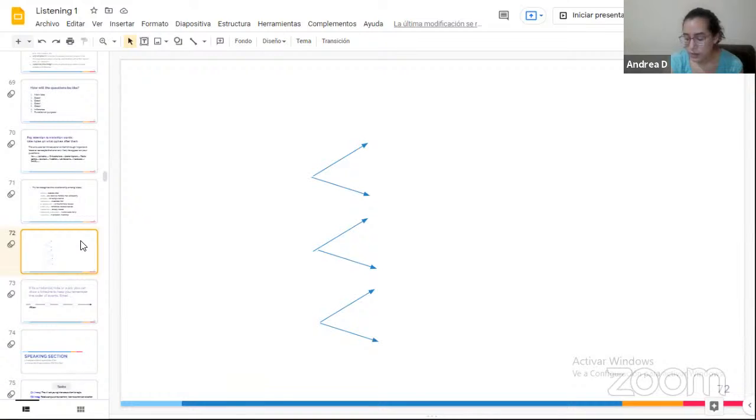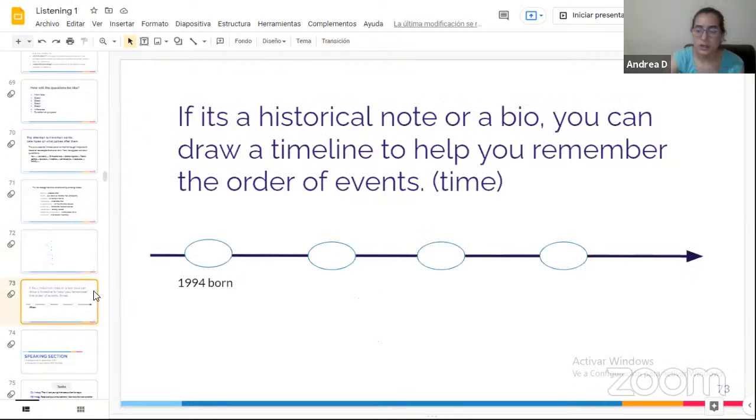All right. So one more thing I can say about your notes. The only thing I could say is just make sure that they follow the same order, that they are organized in the same way as the lecture. So for example, if you have cause and effect, maybe you can have some arrows drawn there. Maybe if it's a biography, you can draw a timeline, if it's a historical note, in order to have everything organized in chronological order, in order not to miss any details.